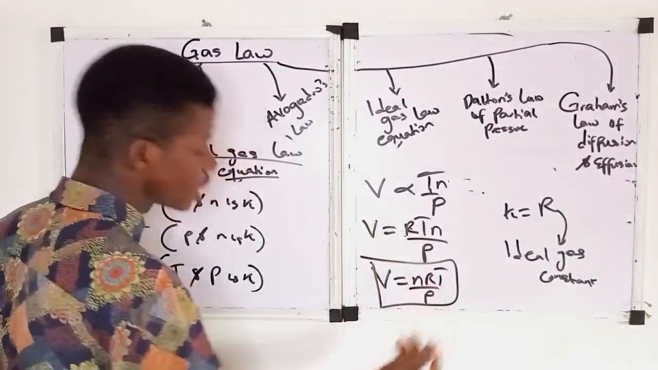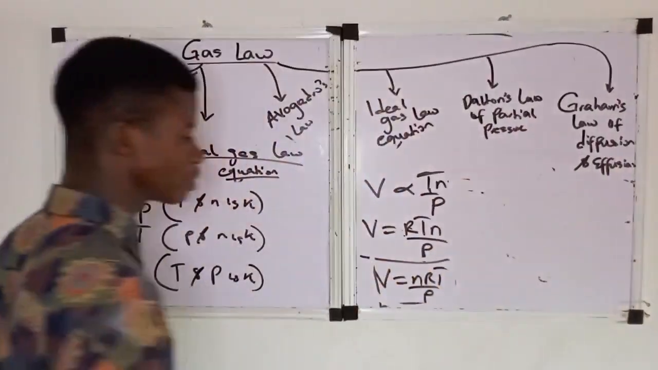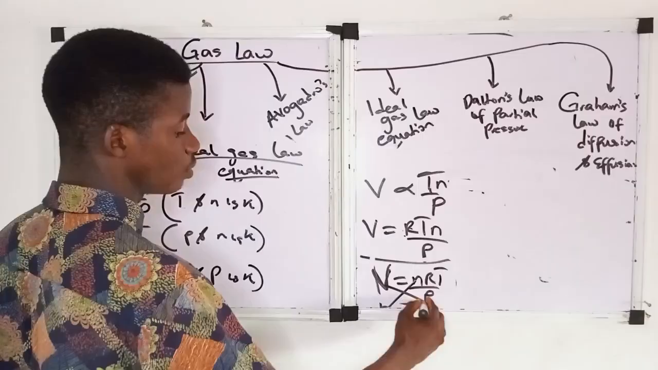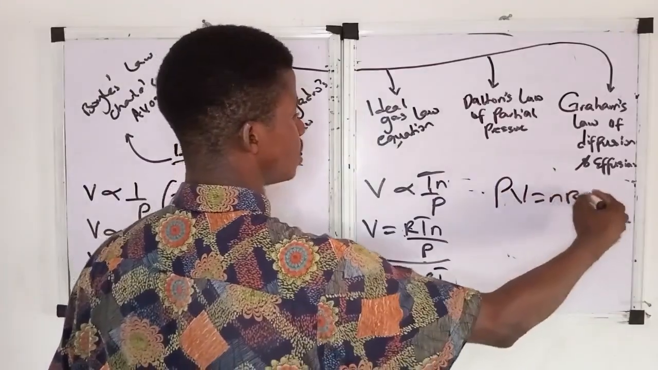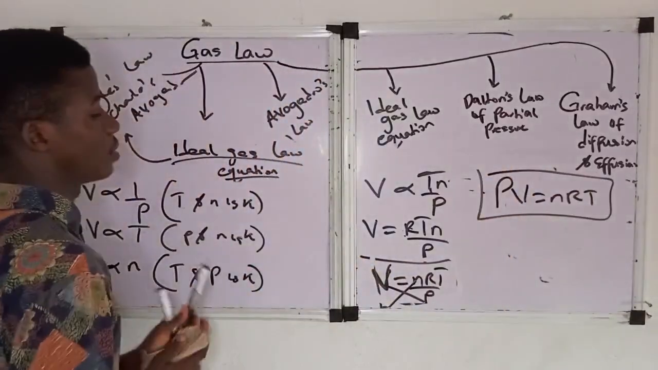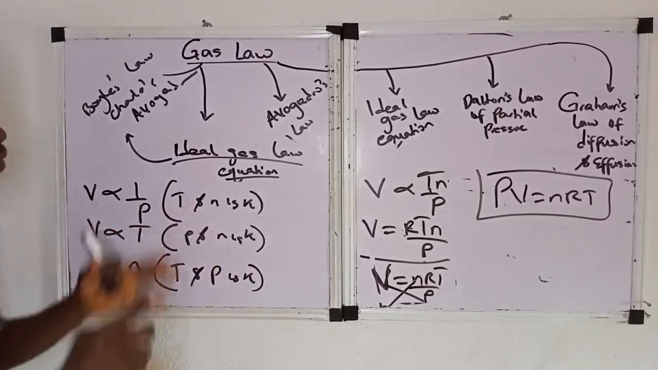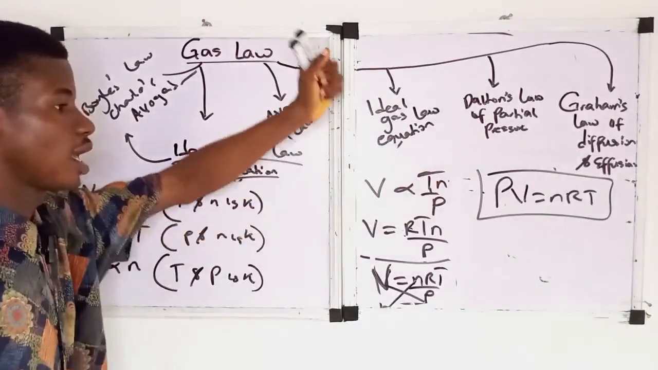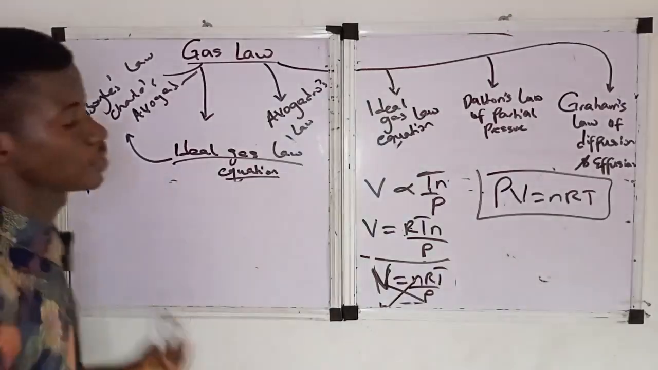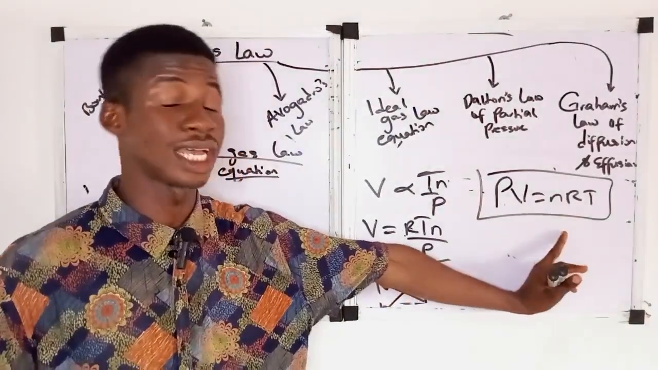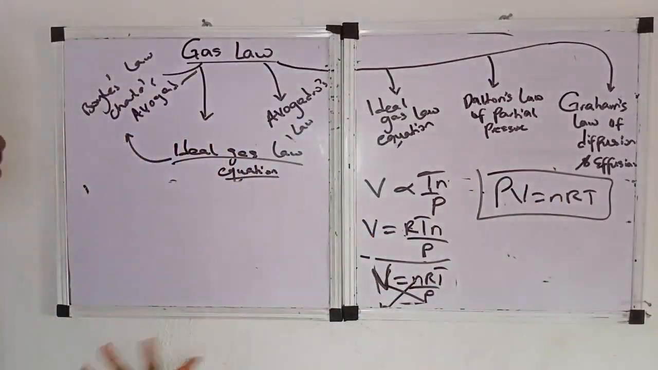Now, I'm not done yet. If we cross multiply, volume will be multiplying pressure, right? So now it is something like this: PV equals nRT. Therefore, this is the ideal gas equation. It's gotten from Boyle's law, Charles's law, and Avogadro's law. We combine the three laws to give us the ideal gas law equation. R is known as the ideal gas constant.